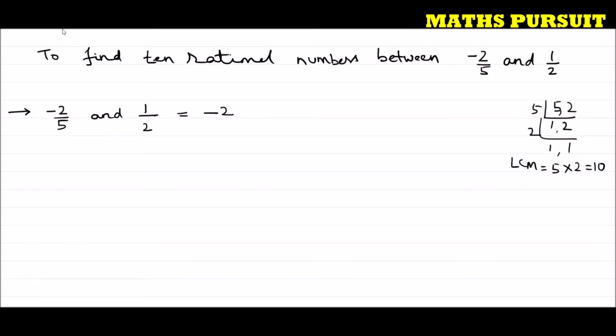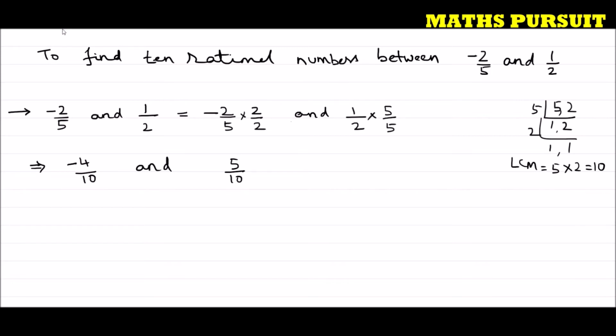Here we have minus 2 upon 5. That means in order to get 10 in the denominator, I should multiply 2 to the denominator. If I am multiplying 2 to the denominator, I should also multiply 2 to the numerator. So that is what I am going to do. That means minus 2 upon 5 into 2 upon 2. And 1 upon 2 is the other number. So if I need 10, I need to multiply 5 in the numerator as well as 5 in the denominator. So now the two new numbers that we got are minus 4 upon 10 and 5 upon 10.